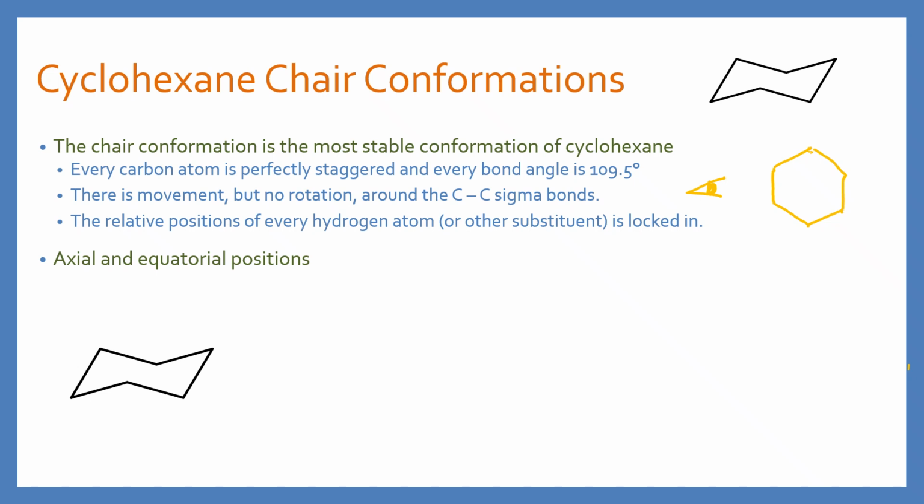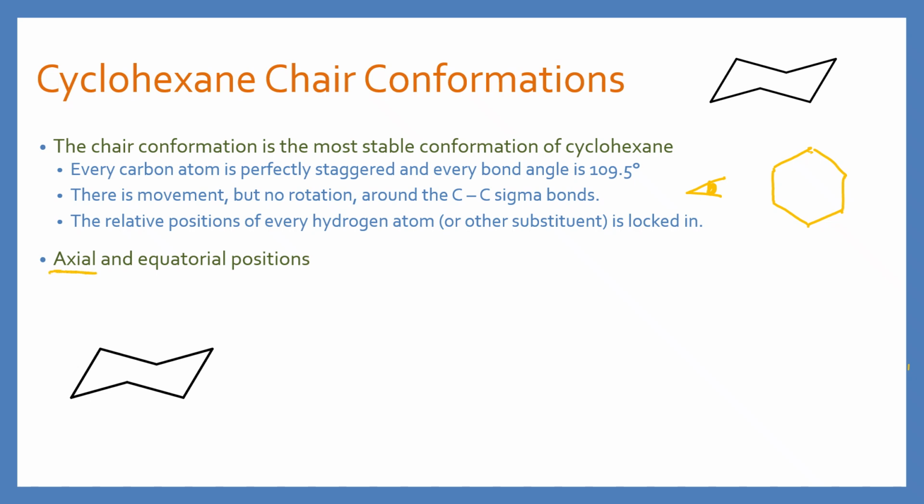I have a video where I use a modeling kit to actually show this better in 3D, and I'm including that in our video lectures list as well. So it should help you understand what we're looking at. So if these are all of our carbons, and we're looking at the cyclohexane from the side, there are two locked in positions on a cyclohexane chair conformation.